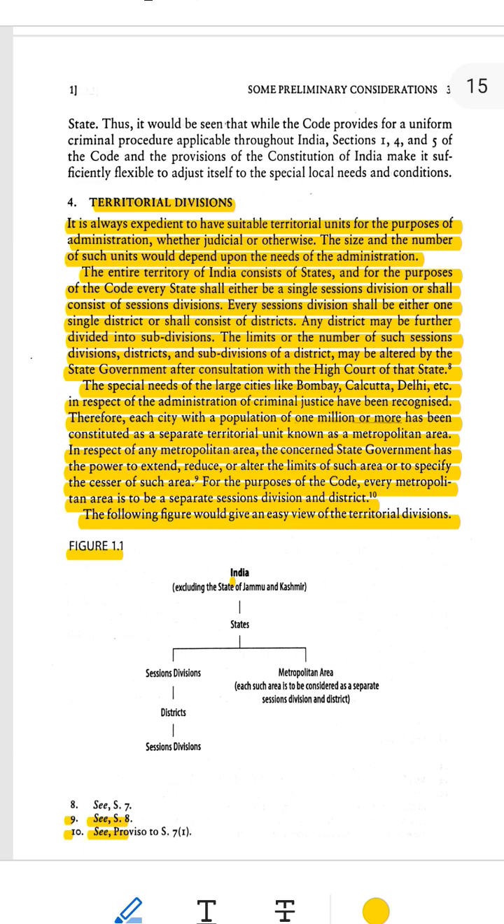Districts can be divided into subdivisions. If a district is very large, it is broken into smaller parts called subdivisions. A subdivision is a very small area, usually a group of towns or villages.